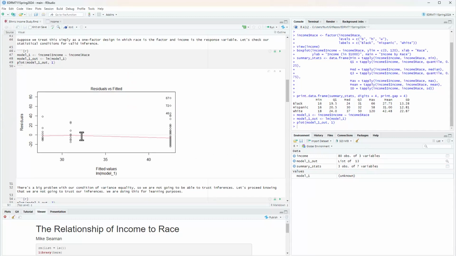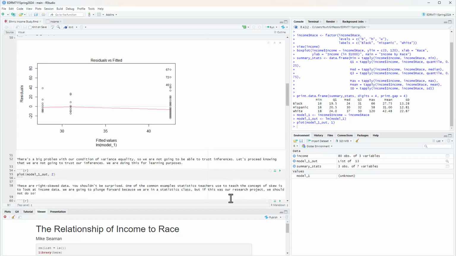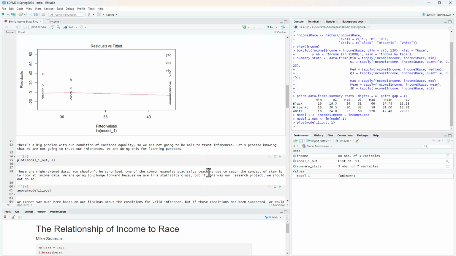Here's the residual versus the fitted values. And sure enough, you can see over here in this third group that wide variation compared to the two groups. So there's a big problem with our condition of variance equality. So we're not going to be able to trust our inferences. Let's proceed knowing that we're not going to trust those, but we're going to do this for learning purposes.